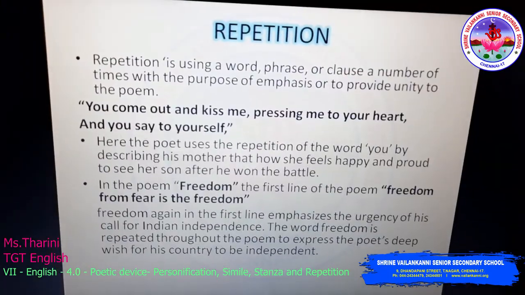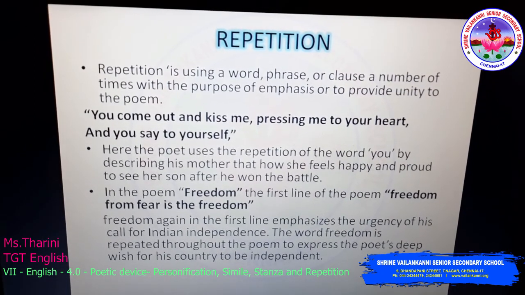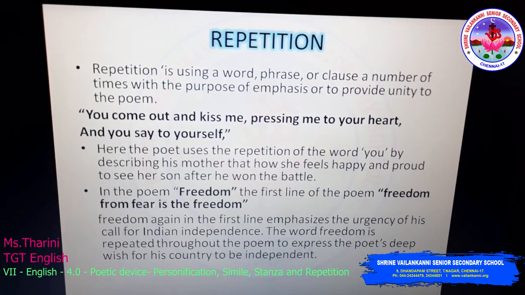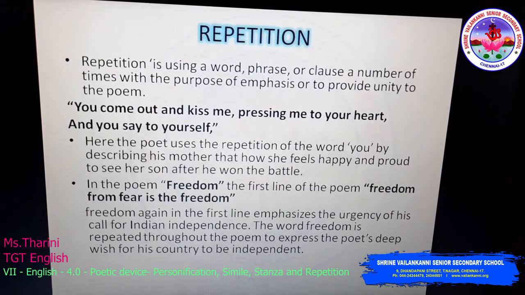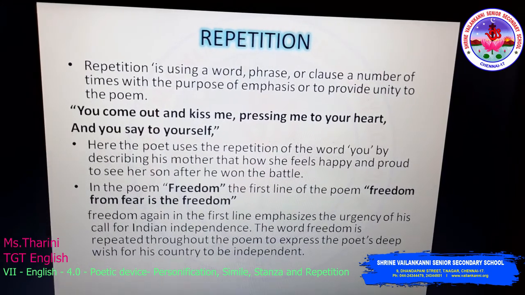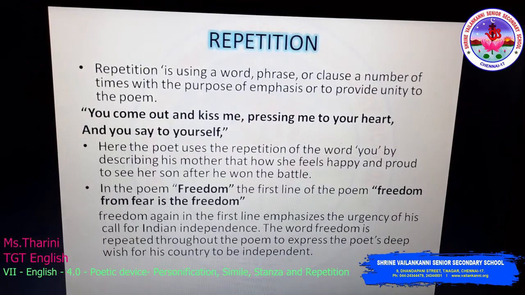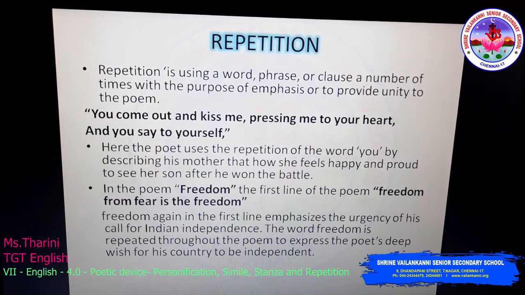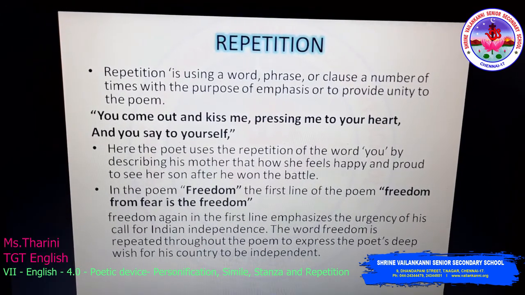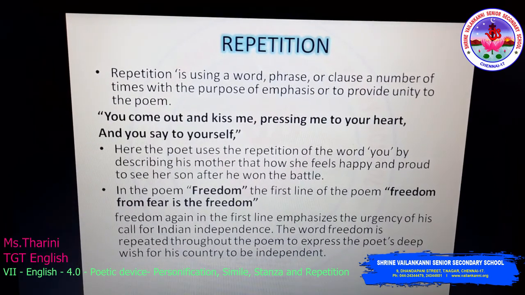Next, repetition. Repetition is using a word, phrase or clause a number of times with the purpose of emphasis or to provide unity to the poem. You come out and kiss me, pressing me to your heart, and you say to yourself. So this is the line which is taken from the poem The Hero. Here the poet uses the repetition of the word you by describing his mother, how she feels happy and proud to see her son after he won the battle.